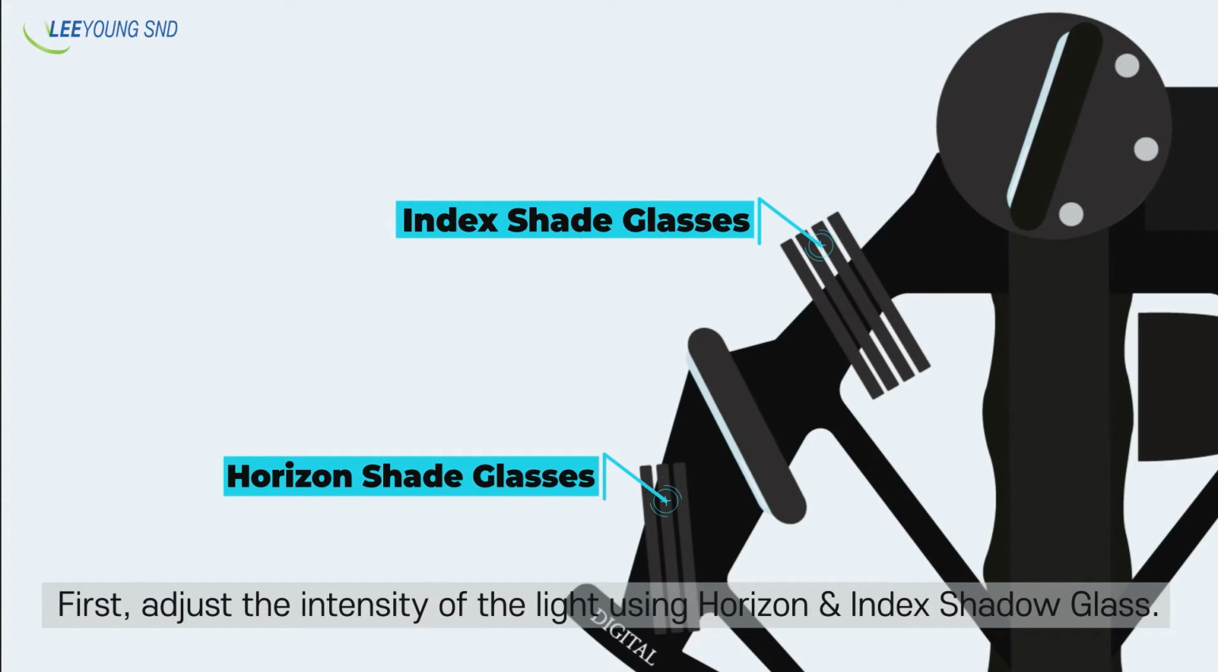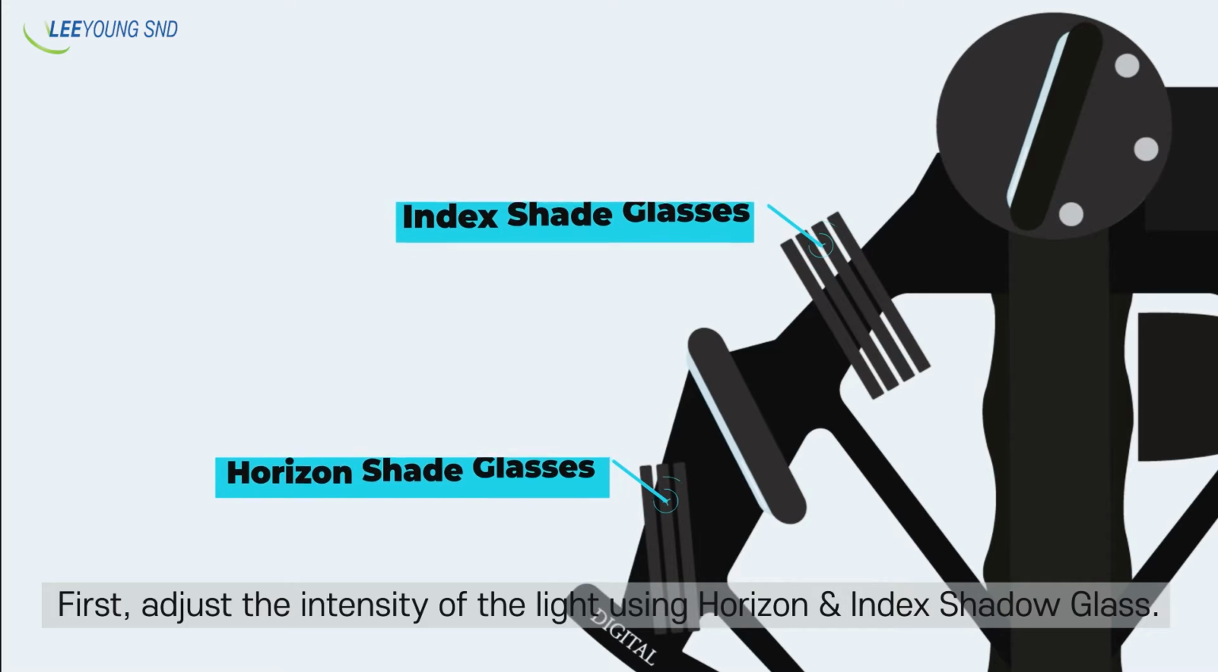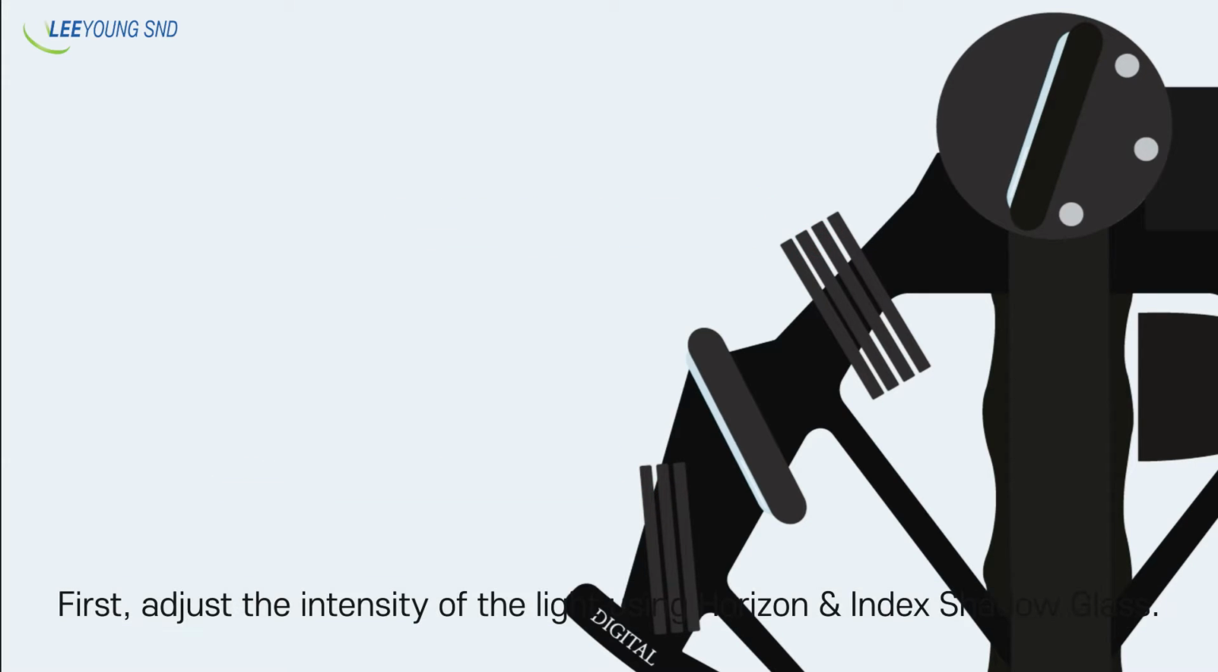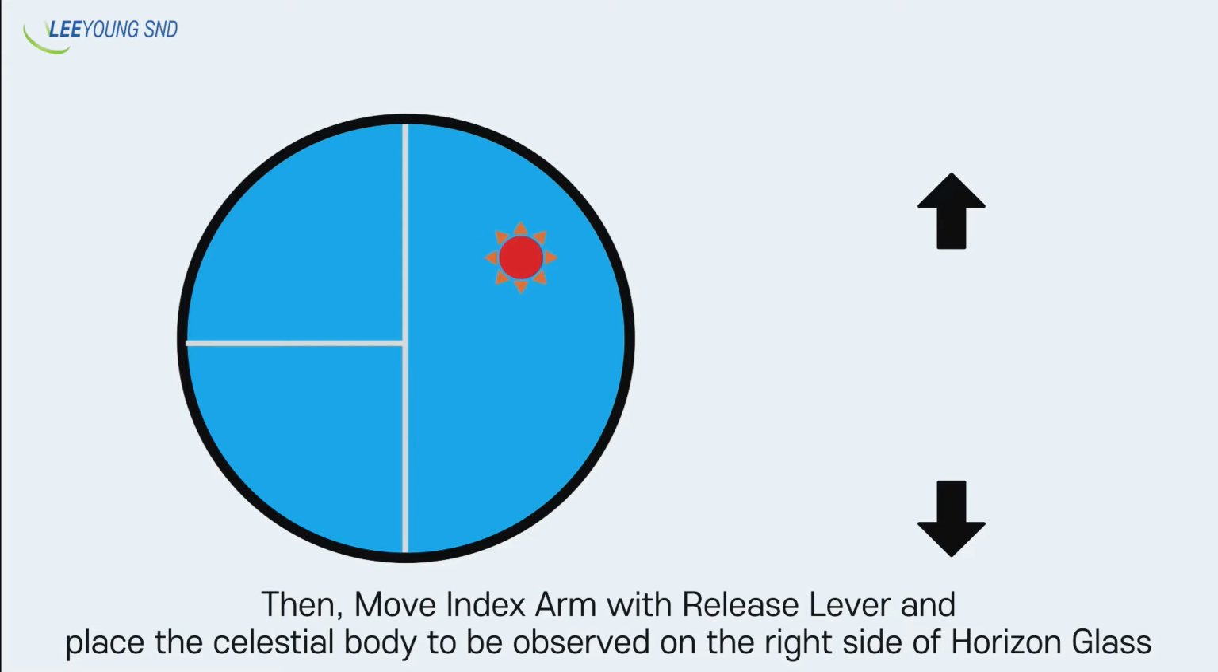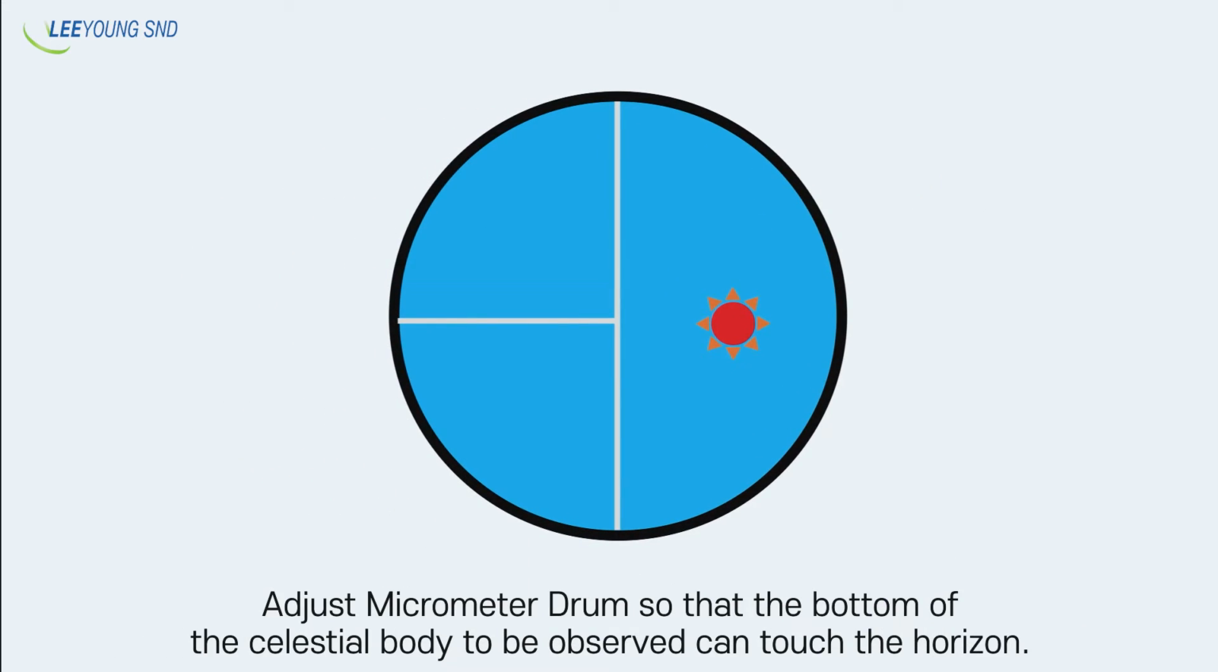First, adjust the intensity of the light using the horizon and index shade glasses. Next, move the horizon to the center of the left side of the horizon glass while looking at the telescope, then move the index arm with the release lever and place the celestial body to be observed on the right side of the horizon glass. Adjust the micrometer drum so that the bottom of the celestial body to be observed touches the horizon.